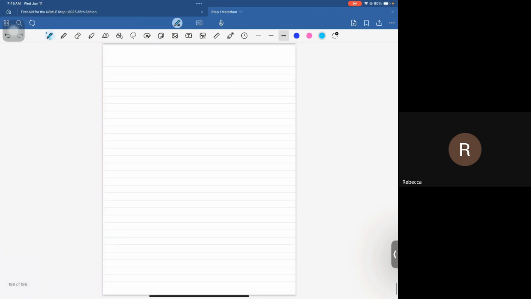Now, at the same time, in the collecting tubules, we have another cell which is known as the alpha cell. We have the alpha cell, and we have the beta cell.